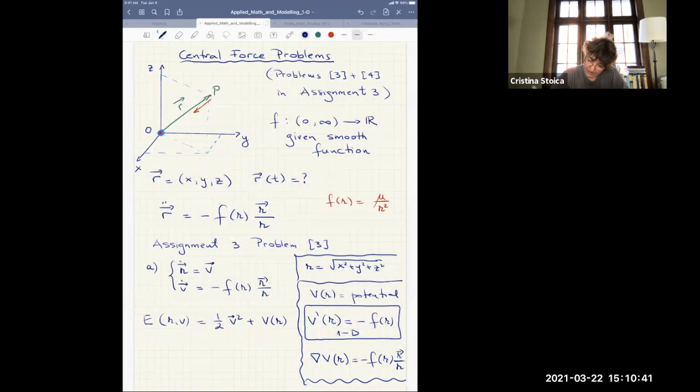Essentially, when you take dE/dt, because that's what you have to do, this would be 1 over 2 times 2 v v dot, plus the gradient of V of r times r dot, because we are always applying the chain rule.